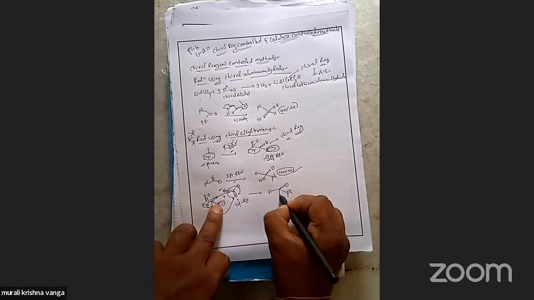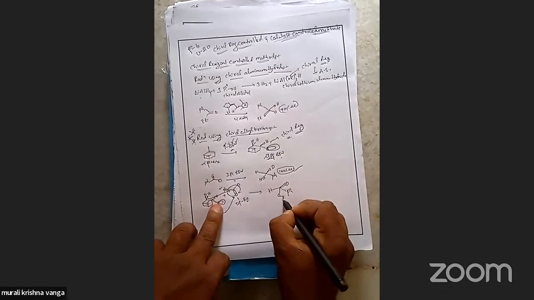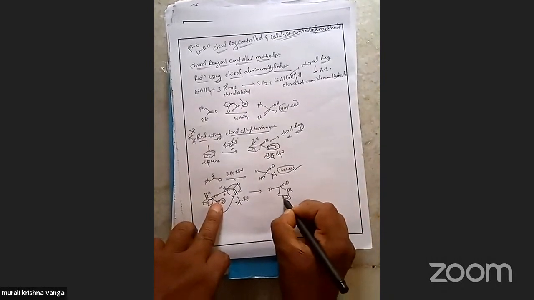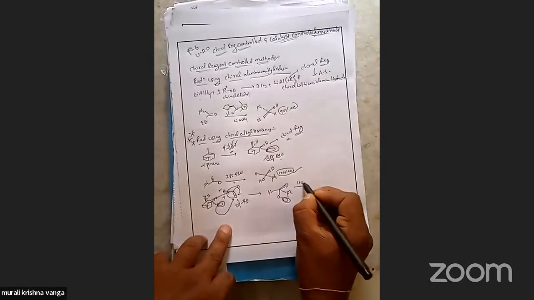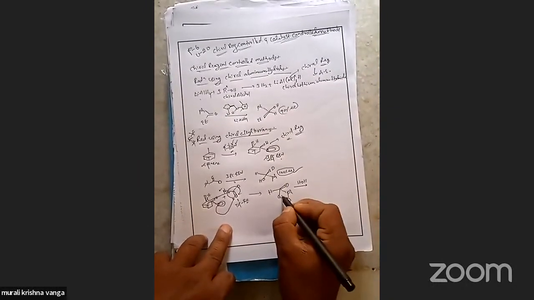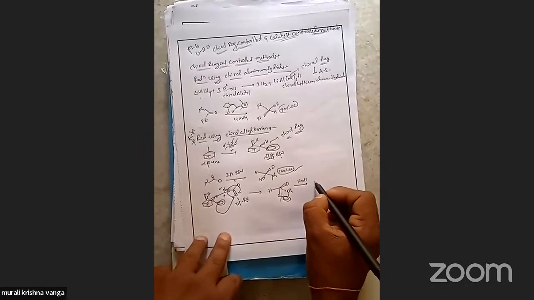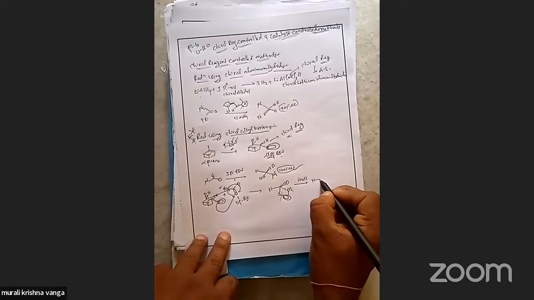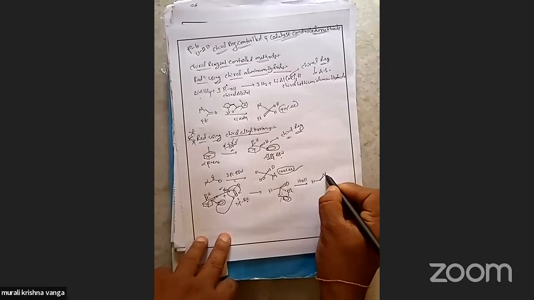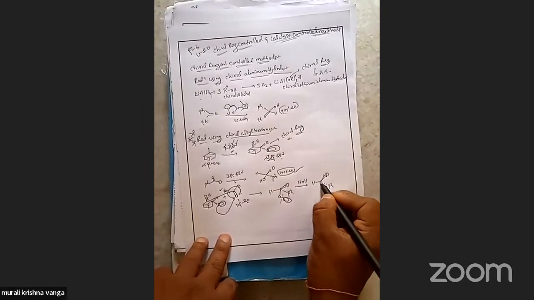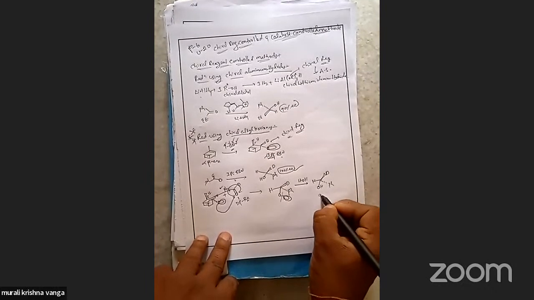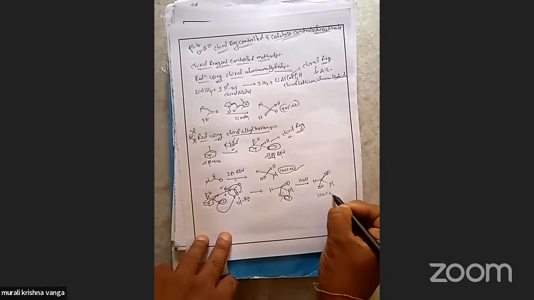And it is a cyclic compound with O and B. When this compound undergoes hydrolysis, the bond between oxygen and boron is broken, and the carbon is converted into alcohol. This is the product formed with 100% enantiomeric excess.